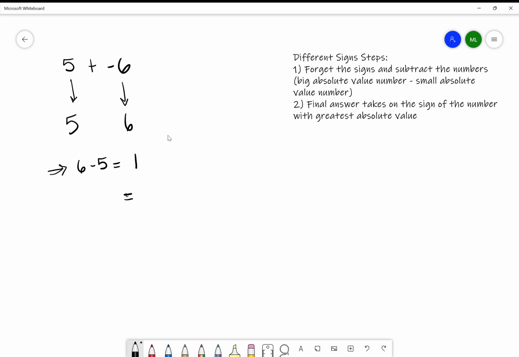So my final answer, 5 plus negative 6 is equal to negative 1. And this would be my final answer. And again, it's because your 6 is a negative, right? When it had the biggest absolute value. So 5 plus negative 6 is equal to negative 1, and box your final answer.